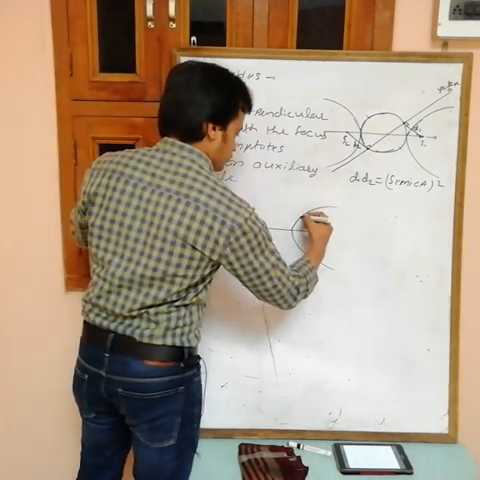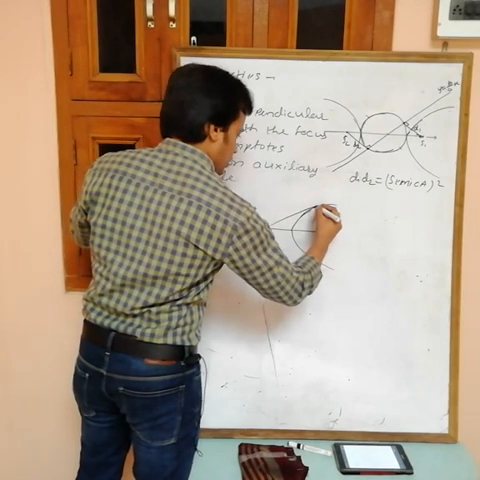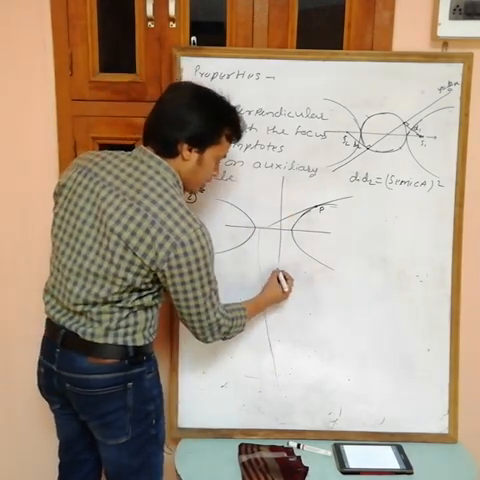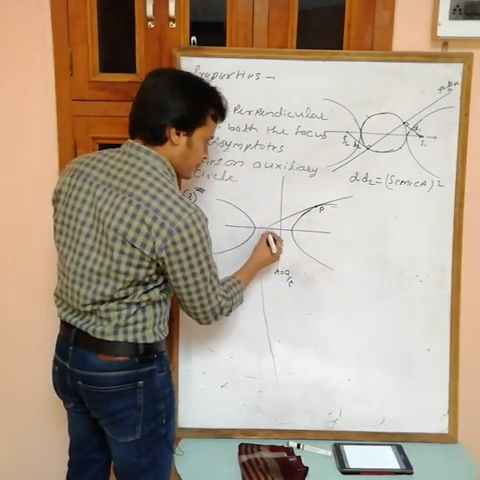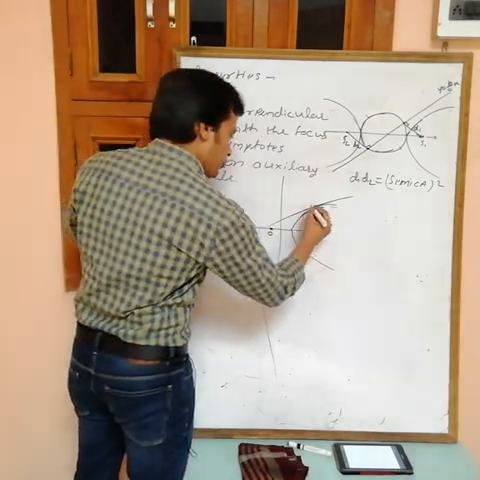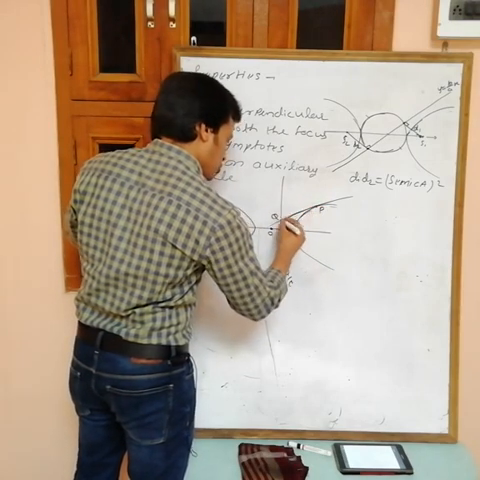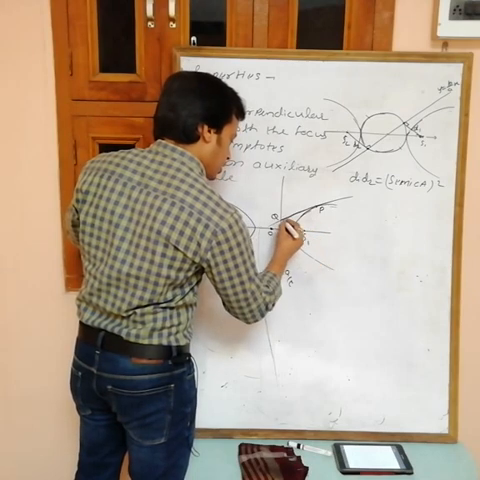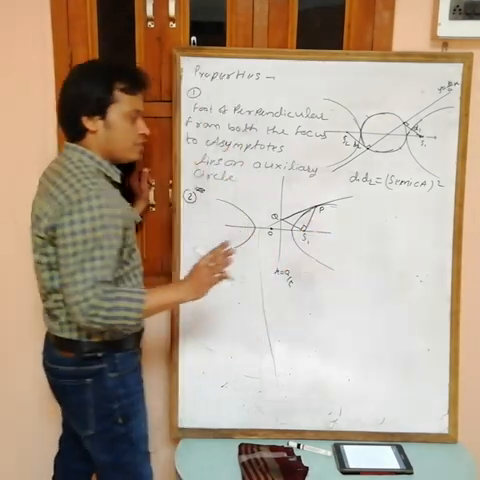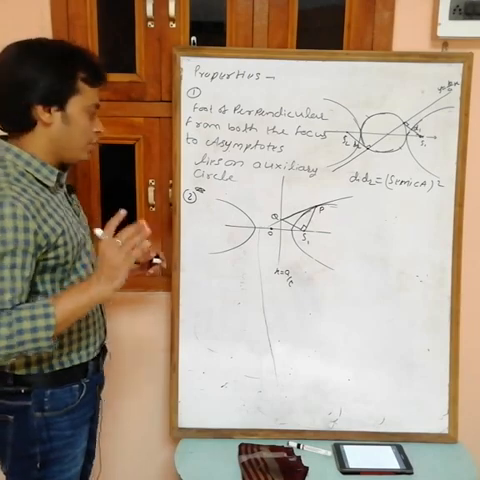Suppose this is the tangent at any point P. Okay, tangent at P, and this one is the corresponding directrix x equals a by e, and this is the center 0, 0. Then the portion of the tangent between the point of contact and the directrix always subtends a right angle at the corresponding focus. This angle is always 90 degrees. Okay, again the proof is the same as the proof in ellipse.